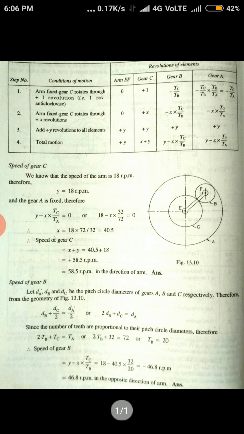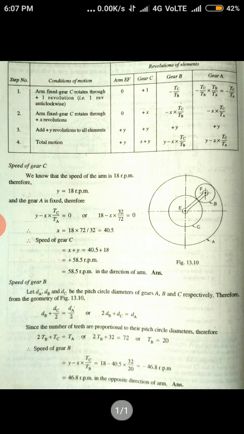So we can see here 2 TB plus TC is 32, given TA equal to 72. So solving that, we get TB equal to how much? 20 teeth. So now you have the number of teeth for all the gears. Now step 3 is the formation of the table.